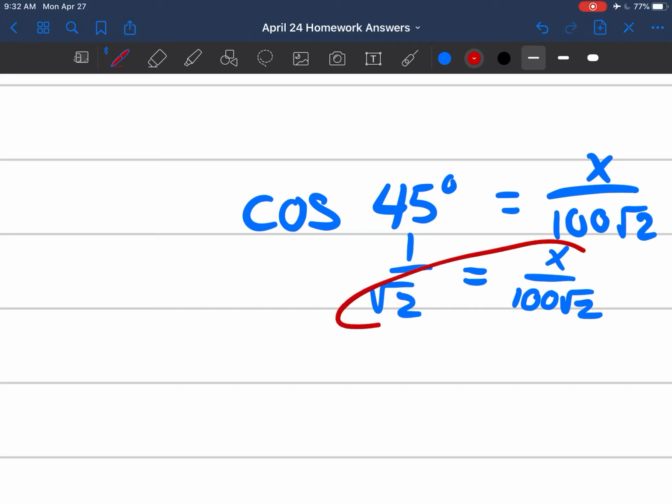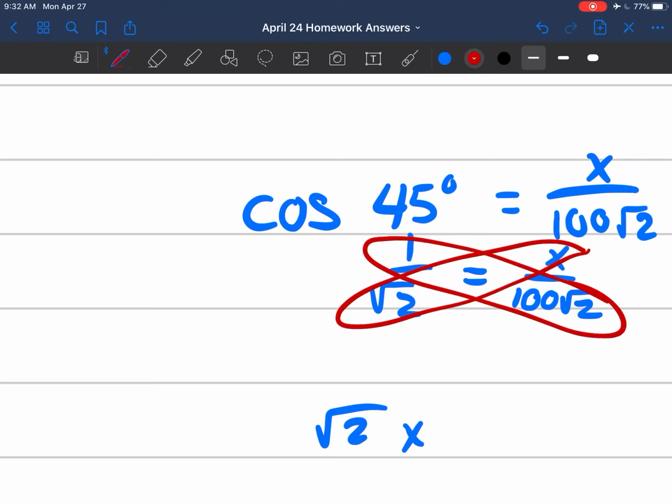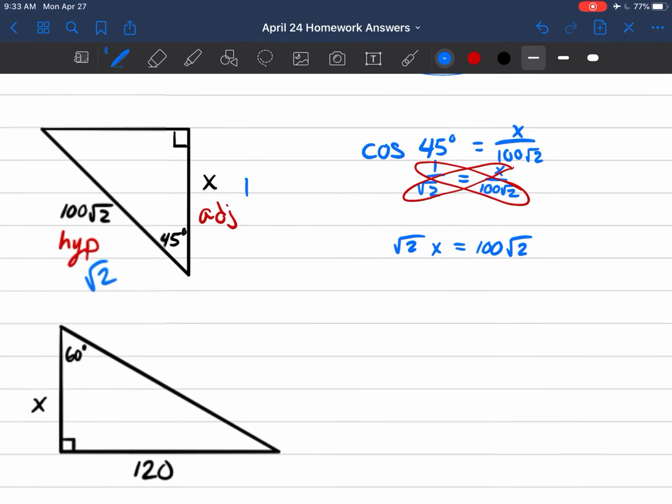So I'll multiply x times the square root of 2. You can't actually multiply them together because one's in a root, the other one's not. So you just write them side by side. And then you multiply 1 times 100 square root of 2. The 1 is going to multiply the 100, not the 2, because the 2 is in a root, so it doesn't get multiplied by the 1 since the 1's not in a root. And then the last step is to divide both sides.